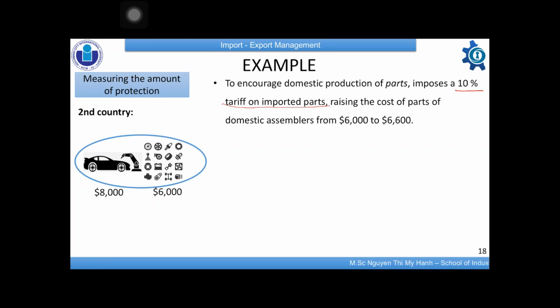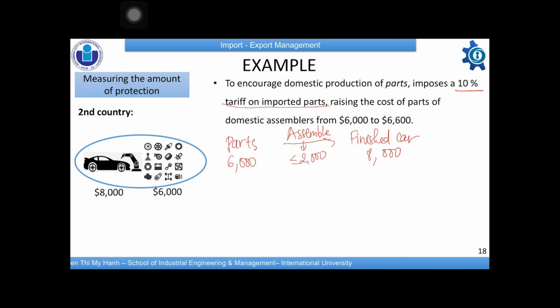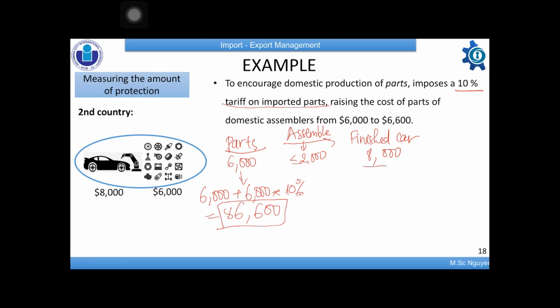So it means first component, let me write again, the parts, assemble, and finished car. So the part is 6,000, finish is 8,000. So before tariff, the assembler only happens when the cost is less than or equal to 2,000, right? And the second case, they put 10% tariff on the imported parts. So the price of the parts will increase from 6,000 to 6,600, right? 6,000 plus 6,000 multiplied by 10%, and the price increased to $6,600 for the part. And the finished car price is the same, 8,000.